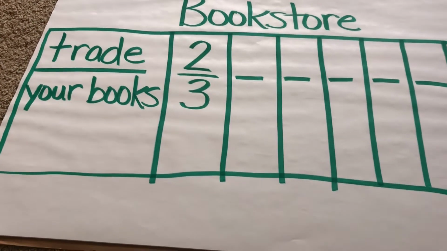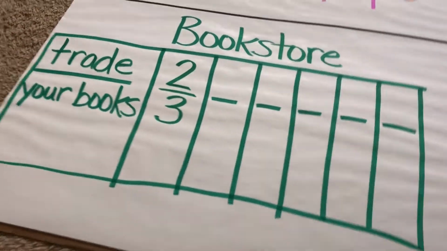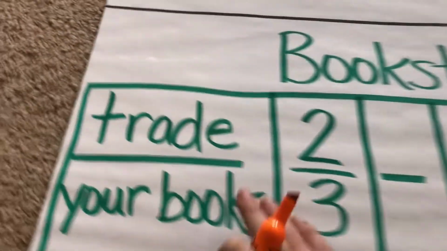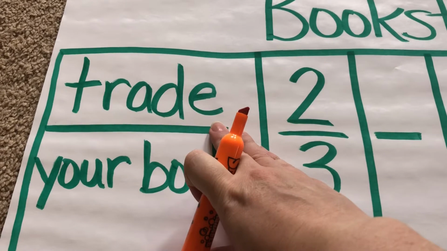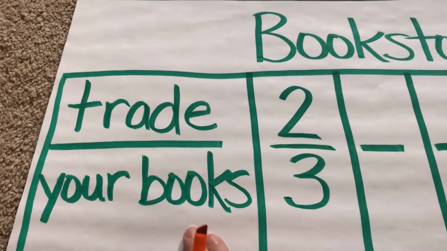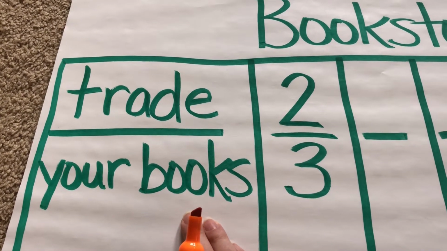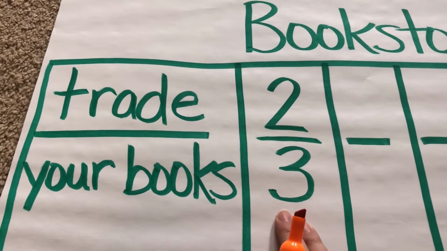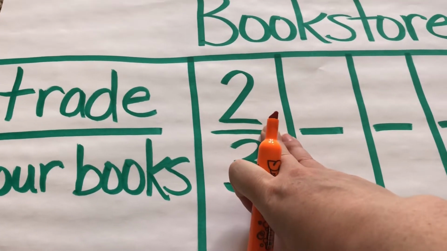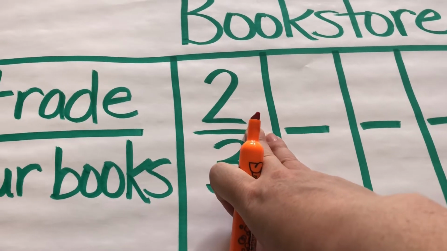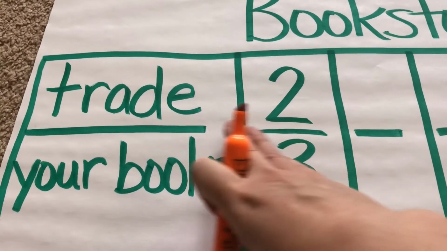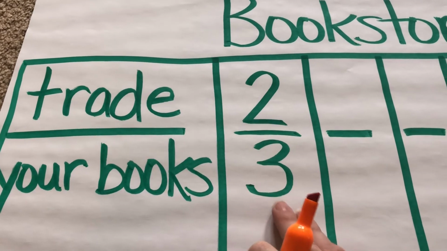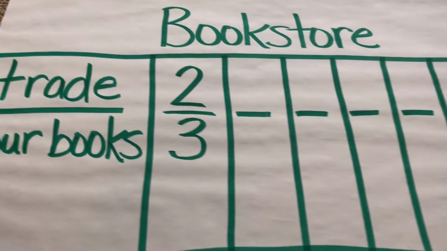So the 2 groups I set up for us were trade, meaning this is what the store will trade you. This is how many of the books they will give you. And your books, how many that you bring in. So if she brings in 3 books, the bookstore will give her 2. We want to know how many books she could get from the bookstore if she brings in 18.